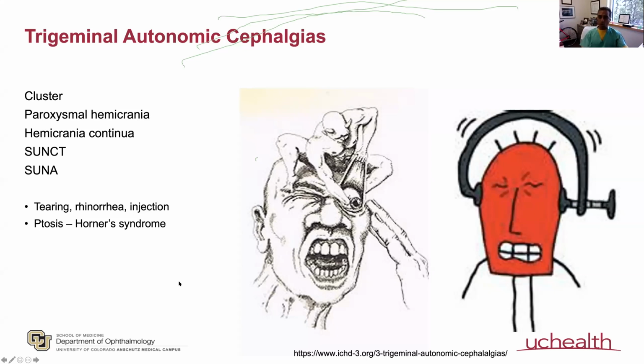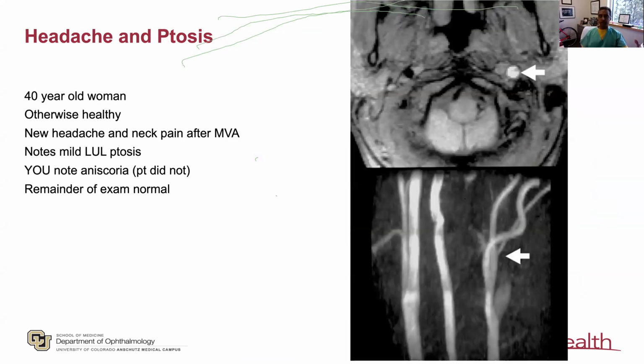But not all patients who have headache and Horner's syndrome will have a trigeminal autonomic cephalalgia. And if this 40-year-old otherwise healthy woman came in with new headache and neck pain after a motor vehicle accident and noticed a mild right upper eyelid ptosis, the patient didn't note anisocoria, but you did on your examination, and the remainder of the exam is normal, you need to be concerned that this patient could have a carotid dissection.